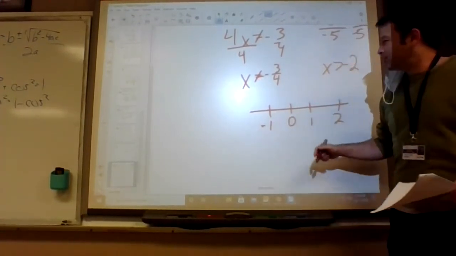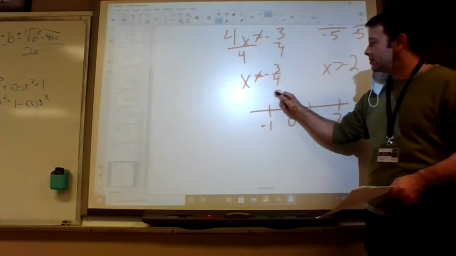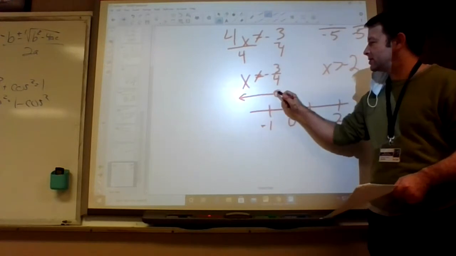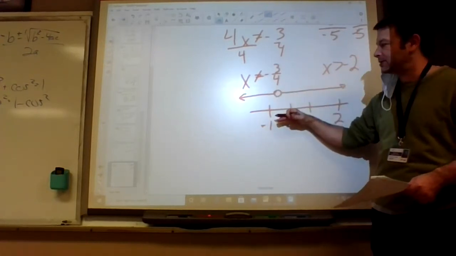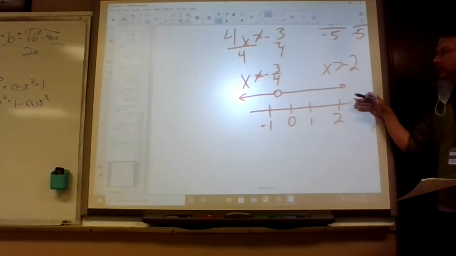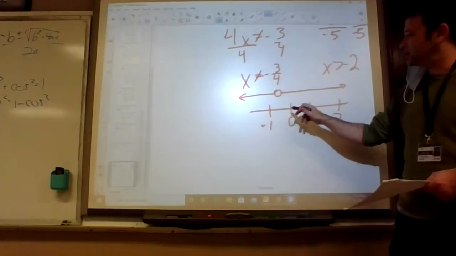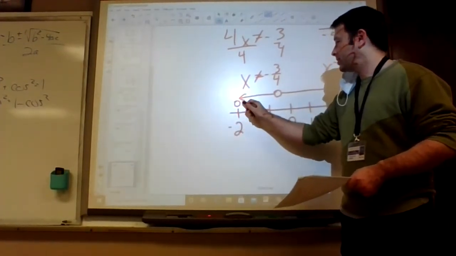So x is not equal to negative 3/4 looks like this. This is not my answer, this is the floaty line above to help me find the answer, which is going to go on the graph, on the number line. X is greater than -2, I didn't realize that was a negative. It's going to be up here.